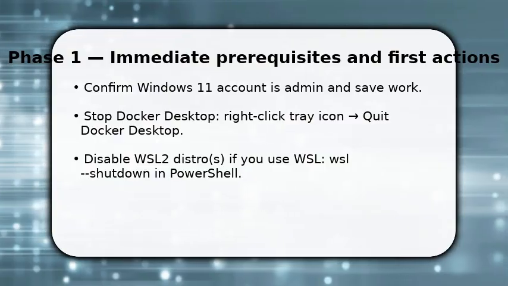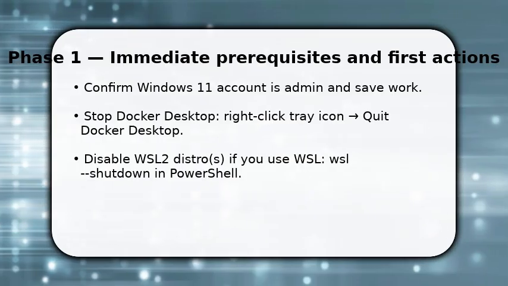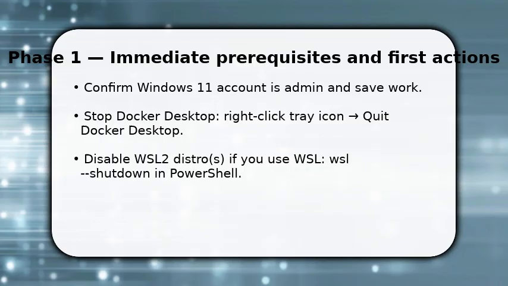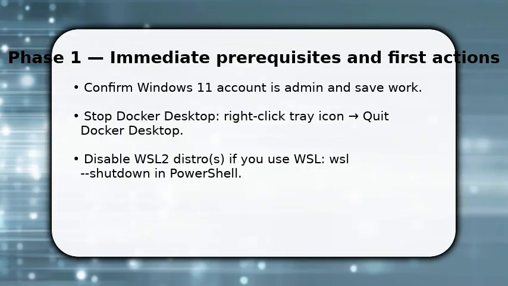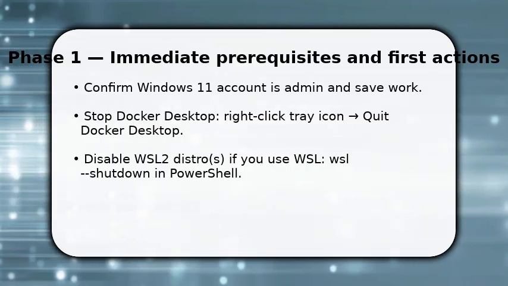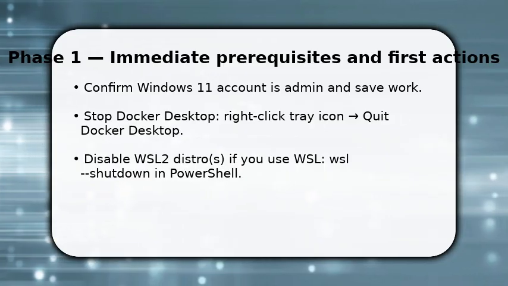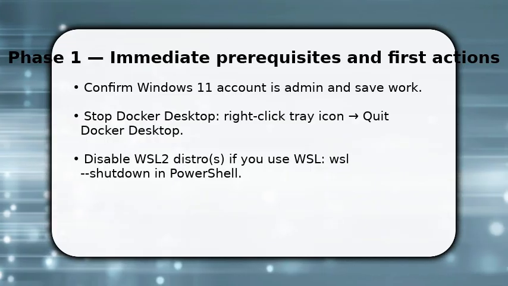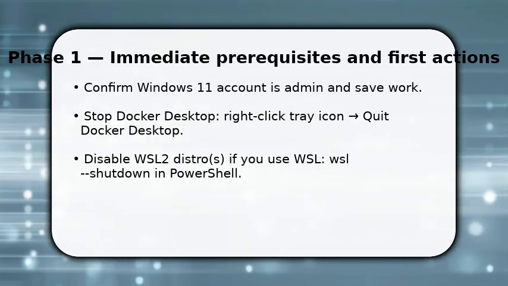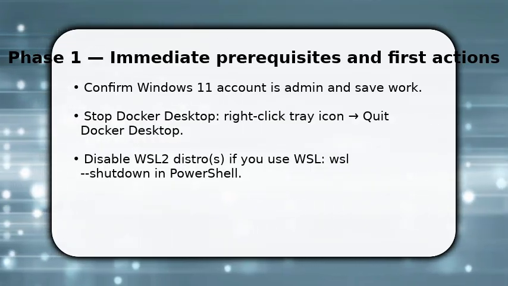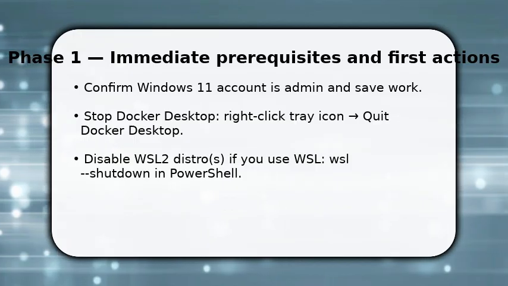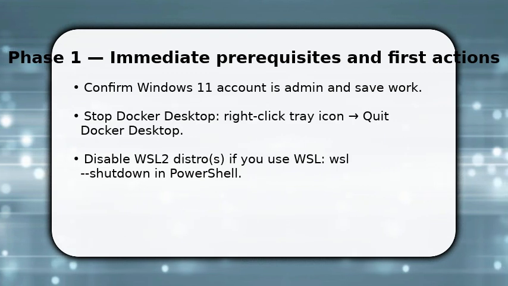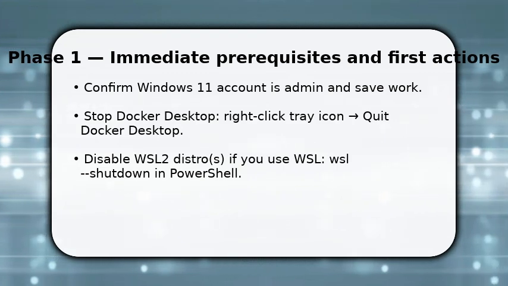You need admin rights and a moment to stop running containers. Save work first. Open the system tray, right-click the Docker Desktop icon, and choose Quit Docker Desktop so services stop cleanly. Once done, open an elevated PowerShell and run wsl --shutdown if you used WSL2, because Docker often uses that backend and leaving it active can block files during uninstall. These steps prevent file locks and ensure a clean removal of services and resources.